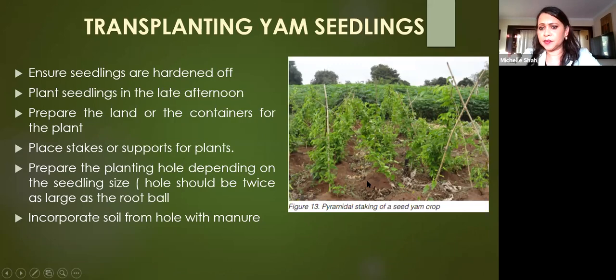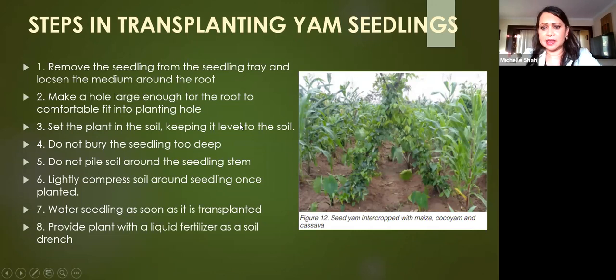The steps in transplanting the seedlings: remove seedlings from the seedling tray and loosen the medium around the root. Next, make a hole large enough for the root to fit comfortably in the planting hole. Then set the plant in the soil, keeping it level to the soil. Do not bury the seedling too deep. Do not pile the soil around the seedling stem. Lightly compress the soil around the seedling once planted. Water the seedling as soon as it is transplanted and provide the plant with a liquid fertilizer as a soil drench.